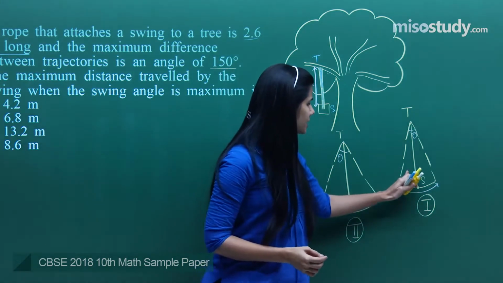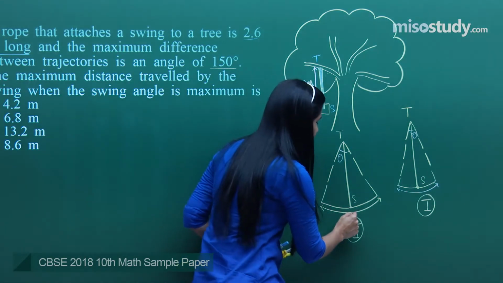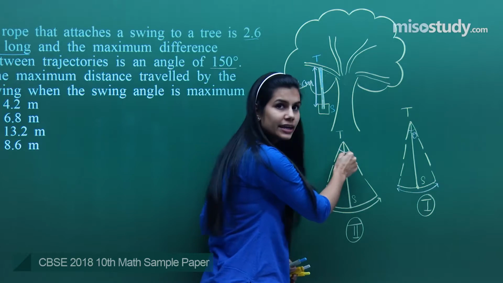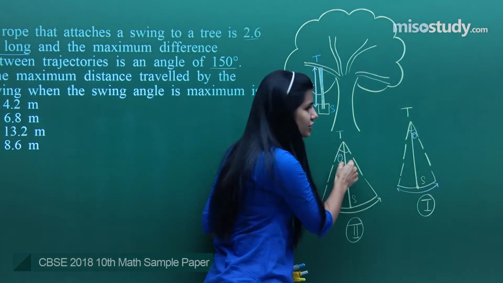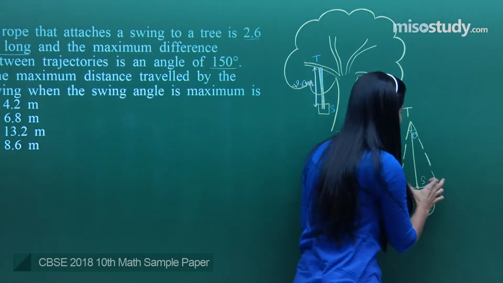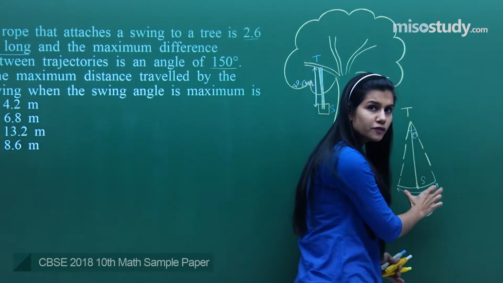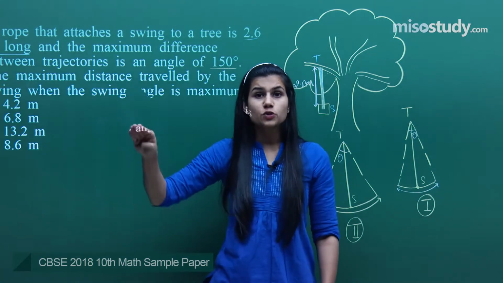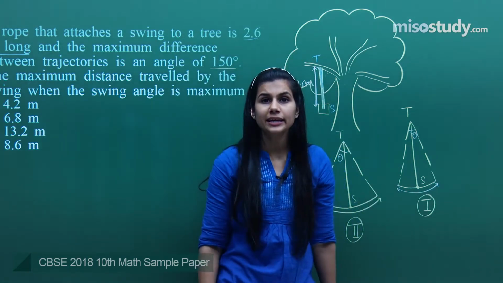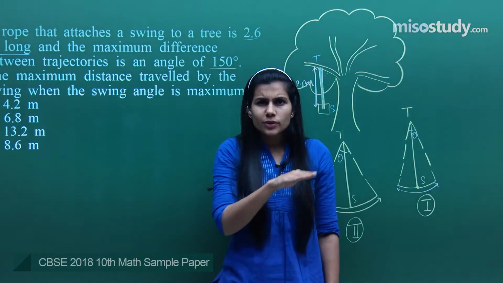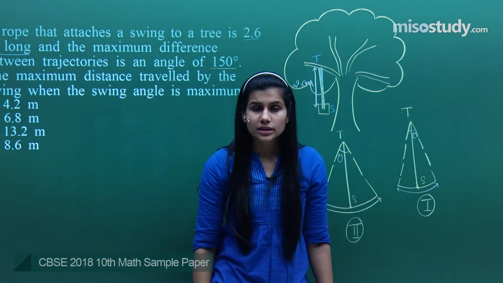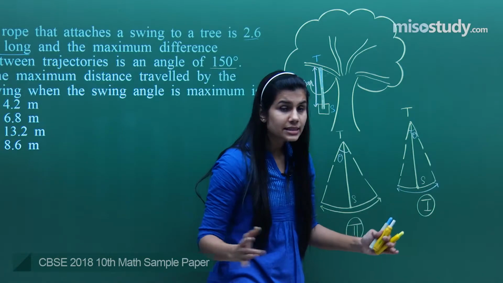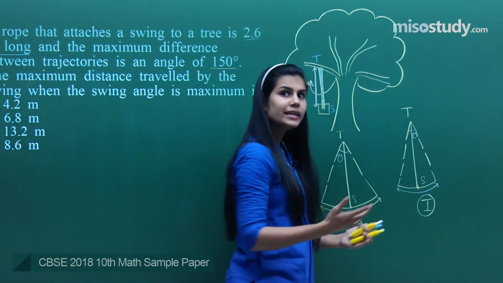Now, carefully observe situation 1 and situation 2. If this swing is swinging more distance, if it is covering more distance, the angle subtended by this particular portion between these two trajectories increases. And when it is swinging less distance, when it is covering less distance, the angle made by the two trajectories is lesser. So the more the swing swings, the greater the angle subtended at the point T. The less the swing swings, the lesser the angle between the trajectories. That means, when will this angle be maximum? This angle will be maximum when the distance covered by the swing is maximum.